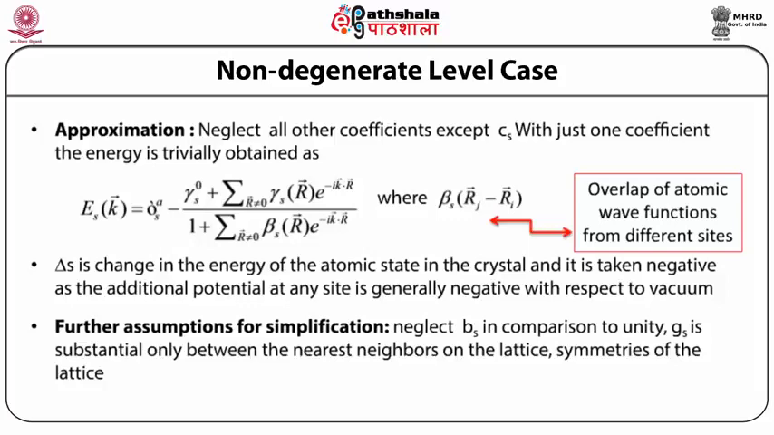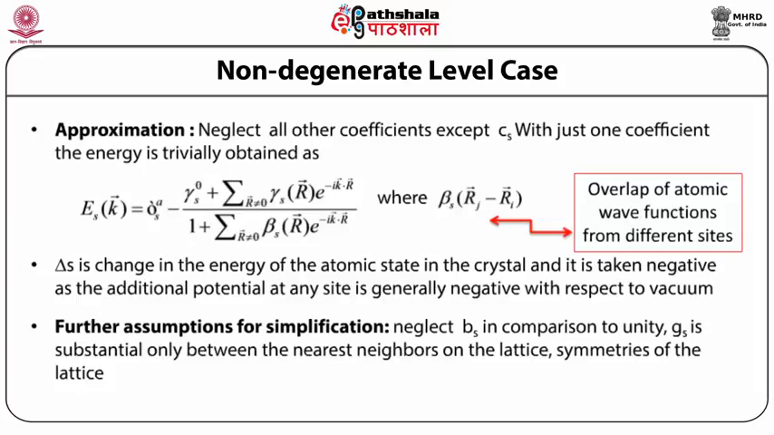trivially obtained as E_S(k) equal to alpha S minus gamma S0 plus summation over R not equal to 0 of gamma S R e raised to power minus i k dot R, divided by 1 plus summation over all the vectors R of beta S e raised to power minus i k dot R. Now several points about the above expression should be noted. First, beta S, which represents the overlap of atomic wave functions from different sites, falls exponentially with the distance between the sites due to the exponential decay of the wave function. The same is true of gamma S.